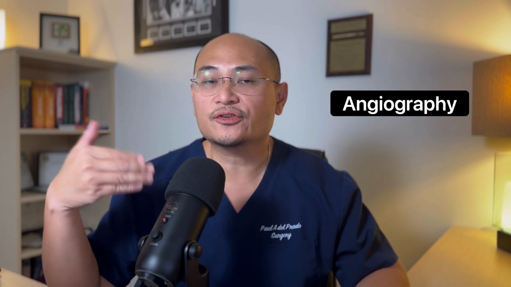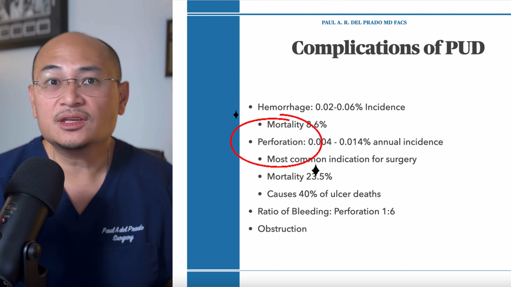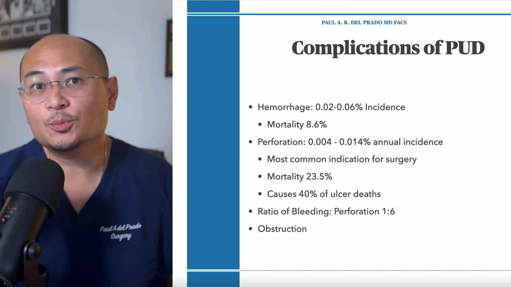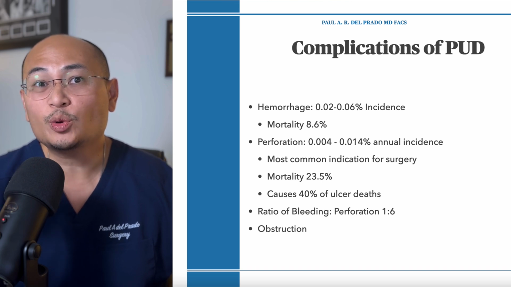What is your second line? It's going to be angiography if available, followed by surgery as your last resort. The second complication of peptic ulcer disease is actually perforation. And this is the most common indication for surgery and has a mortality of 3 times compared to bleeding, which is up to 23%.